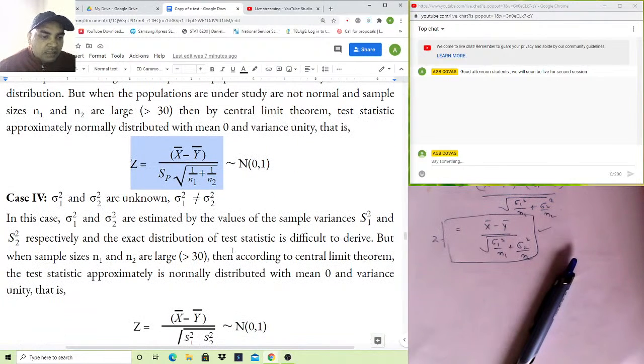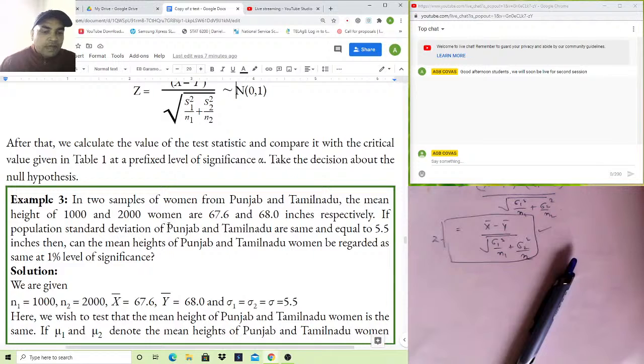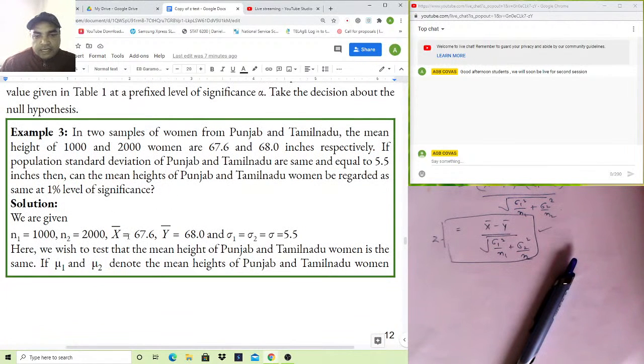The other case may be that these are unknown and not equal. In that case, these sigma square values will be replaced by the sample variance of the first population and the sample variance of the second population, and your formula will become this. Okay. So now let us do some examples about this.